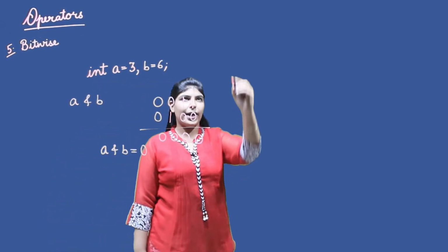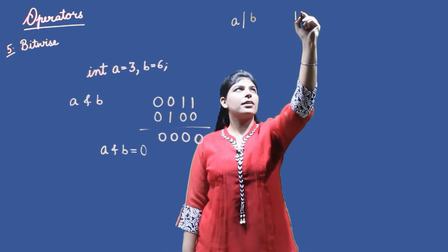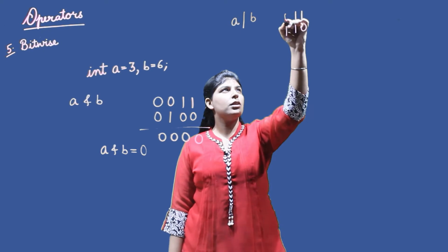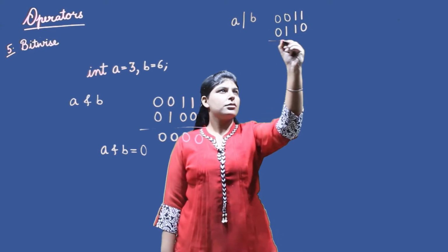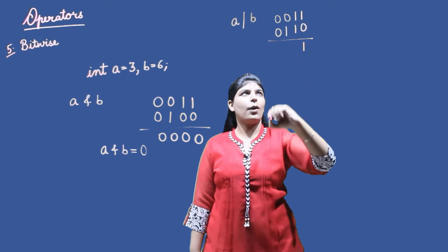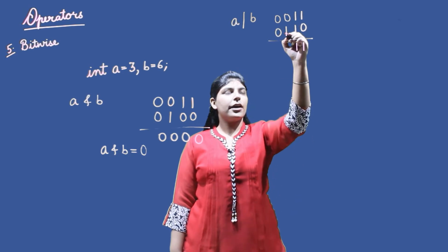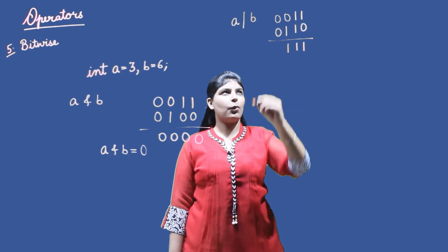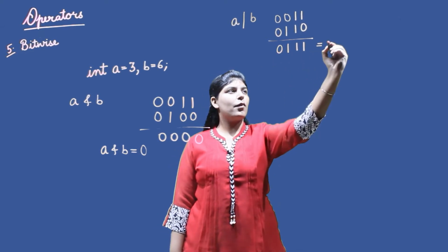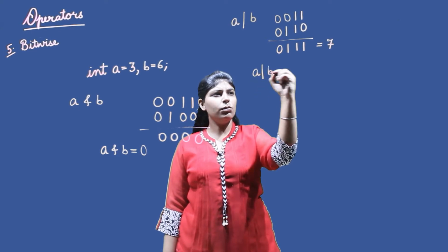So if I had to do A | B, if I represent A in binary, I'll write it as 1 1. B in binary is represented as 1 1 0 using 4 bits. So 1 and 0, one of the bits is 1, so OR will be 1. 1 and 1, both the bits are 1, again OR will be 1. Here also one of the bits is 1, so OR will be 1. Both the bits are 0, so OR will be 0. So this is equivalent to 7. So A | B is equal to 7.